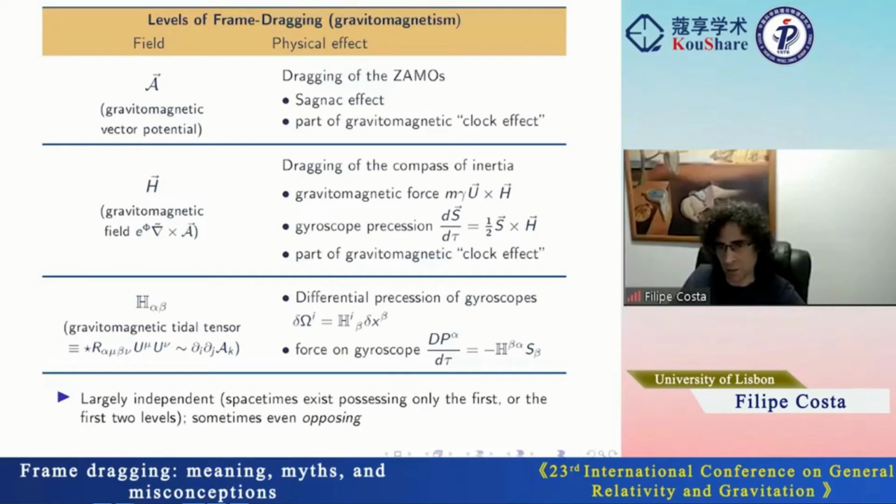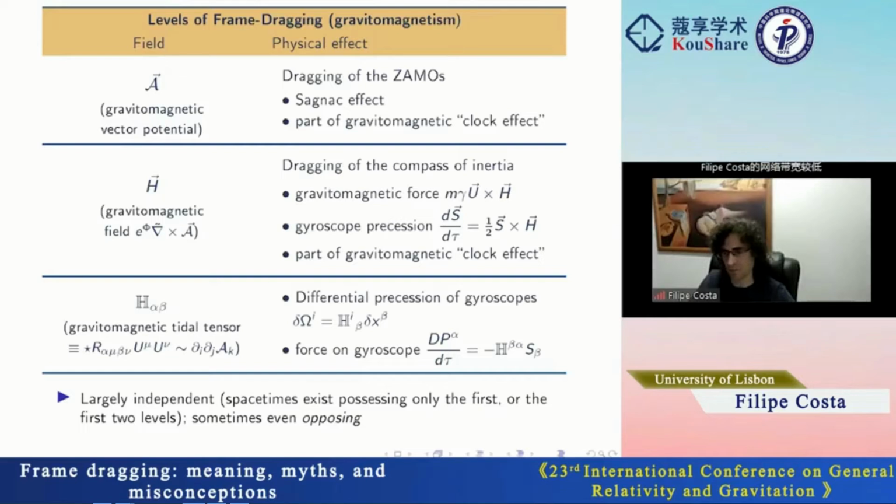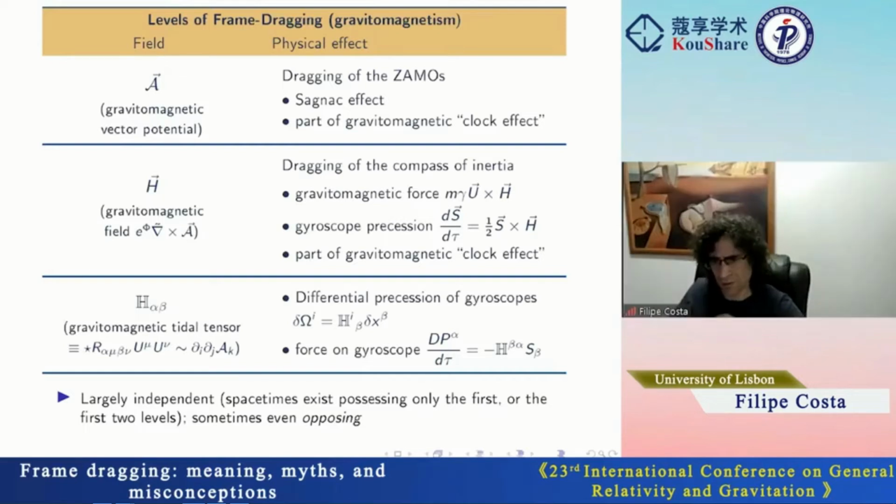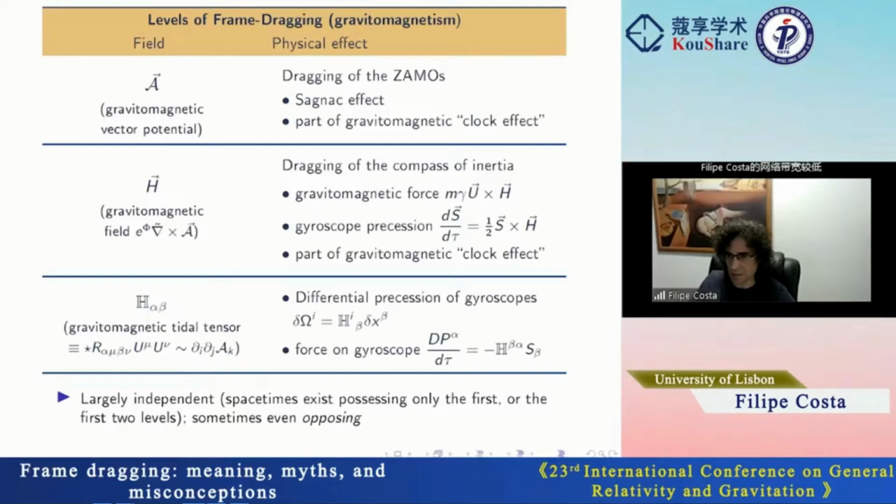Then one level up, the curl of the potential, we have the gravitomagnetic field that governs the gravitomagnetic force, the precession of gyroscopes, and also part of the clock effect. And then another level up, that is the second derivative of the potential, we have the gravitomagnetic tidal tensor, which is the magnetic part of the Riemann tensor. And this governs effects like the relative precession of neighboring gyroscopes or the spin-curvature force on a spinning particle or on a gyroscope.